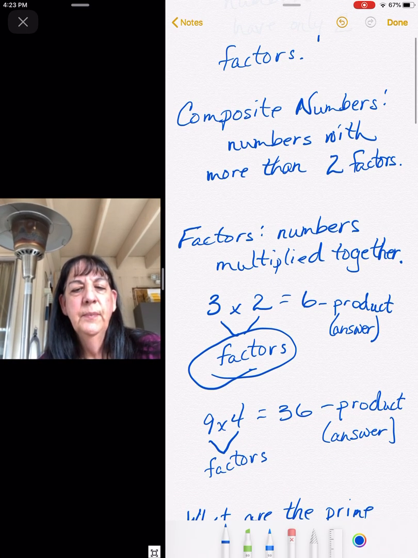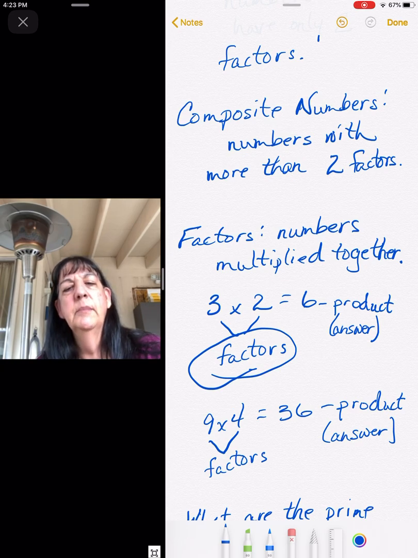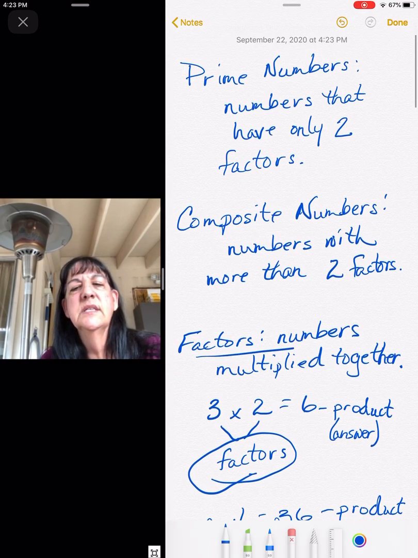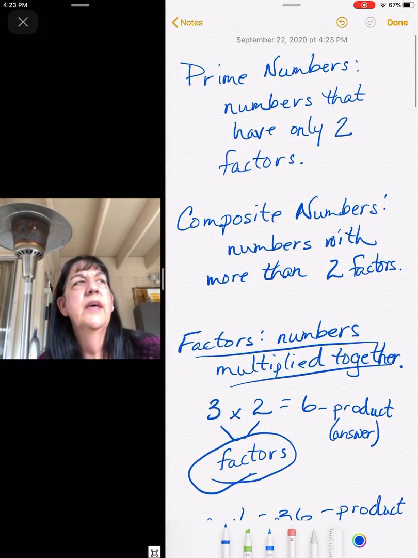And down here, I give you another example, 9 times 4. The 9 and the 4 are our factors, the numbers that we're multiplying together. We get 36. 36 is our answer or our product. So that's what this is. Factors are the numbers multiplied together.